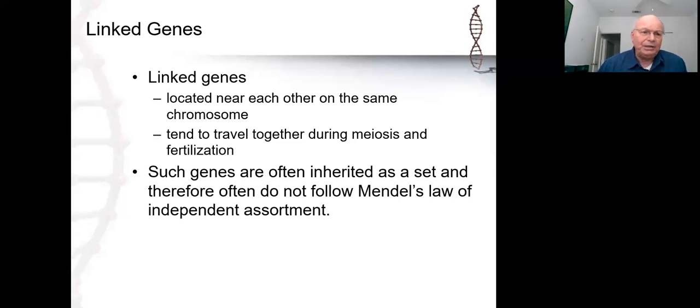Genes that are said to be linked are genes that are located on the same chromosome. And because they're on the same chromosome, they tend to be inherited together. And for a while, that was the only thing that was understood. Either the genes that you were following were on different pairs of homologous chromosomes, and therefore they followed Mendel's law of independent assortment, or they were located on the same chromosome and were linked and were inherited as a package and did not follow Mendel's law of independent assortment.